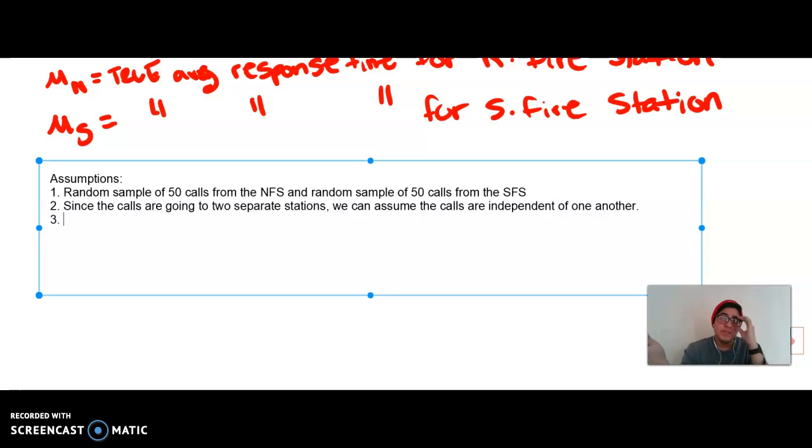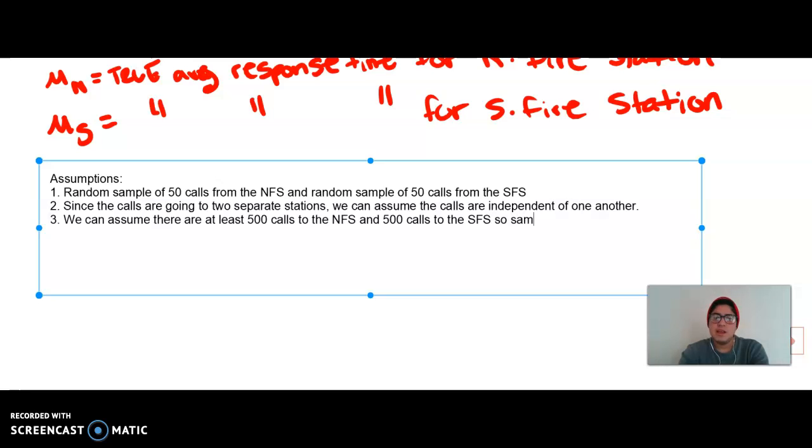And here, 50 would be 10% of 500. So you can either write the mathematical equality of 50 calls less than or equal to 10% of all calls, or we can say some fuzzy sentence like, we can assume there are at least 500 calls to the North Fire Station and 500 calls to the South Fire Station.